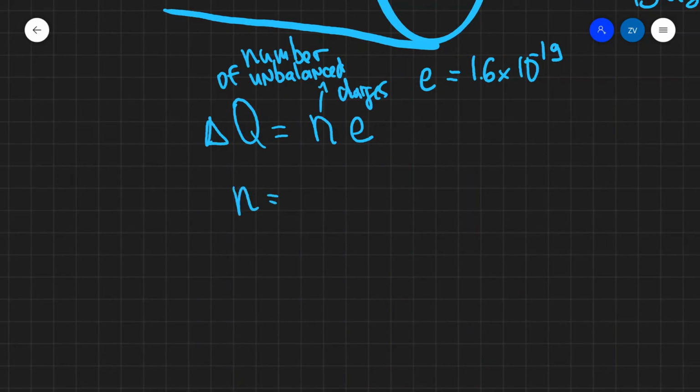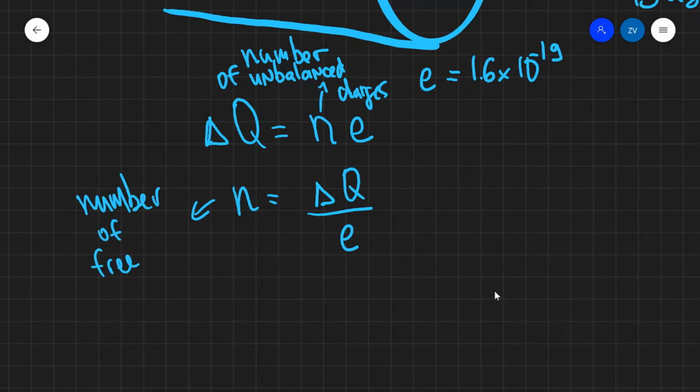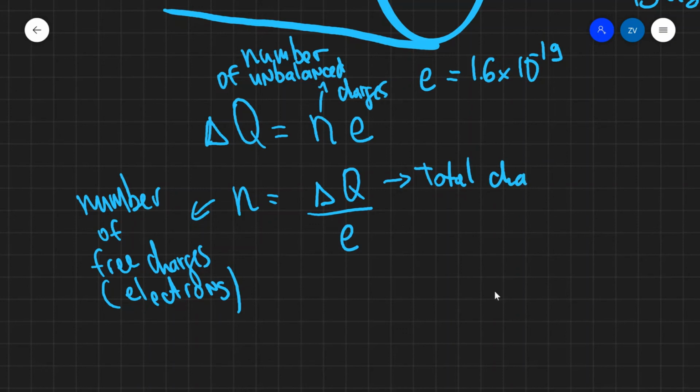Well, we can also rearrange this equation for n. We can do that now, and we can see that the number of unbalanced electrons is going to be equal to the total amount of unbalanced charge divided by the elementary charge. And this is an equation that we'll often be using in problems. So n over here stands for the number of free charges, most often electrons. I'm just going to say in brackets over here that this is electrons most often. ΔQ is our total charge, and E is just our elementary charge, 1.6 times 10 to the power of minus 19.